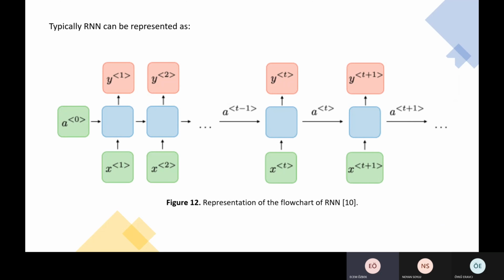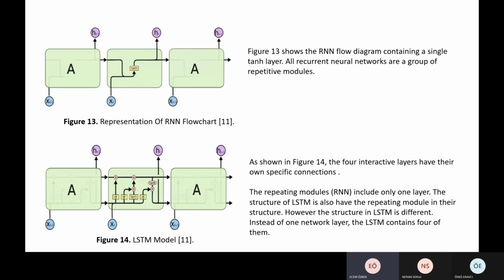Typically, an RNN can be represented as in figure 12. Figure 13 shows the RNN flow diagram containing a single tanh layer. All recurrent neural networks are a group of repeating models. As shown in figure 14, there are four interacting layers, each with its own specific connections. An RNN includes only one layer.